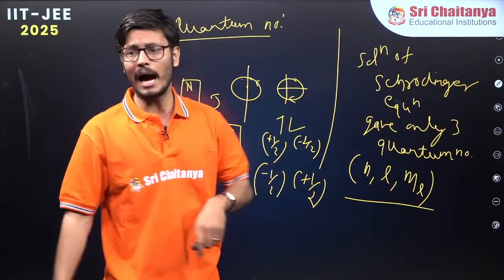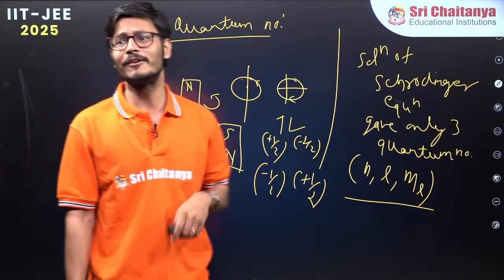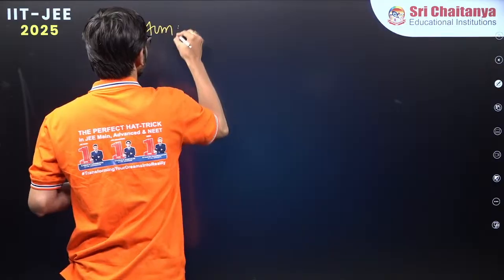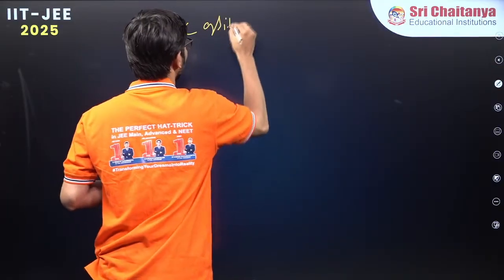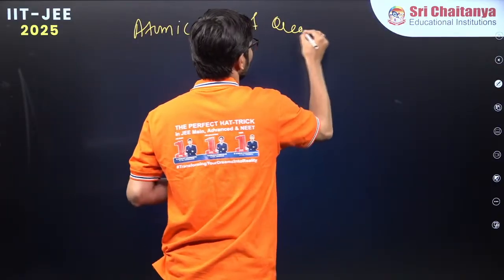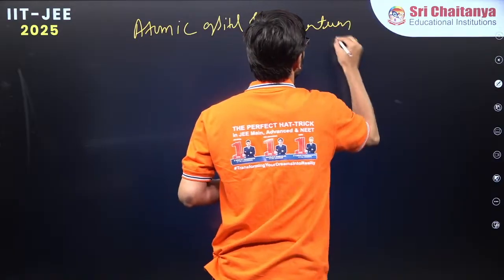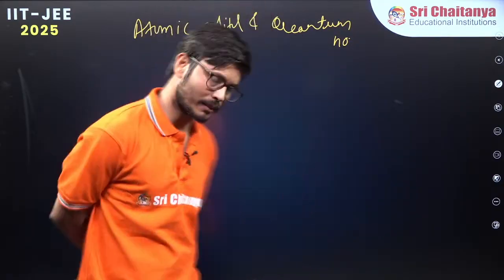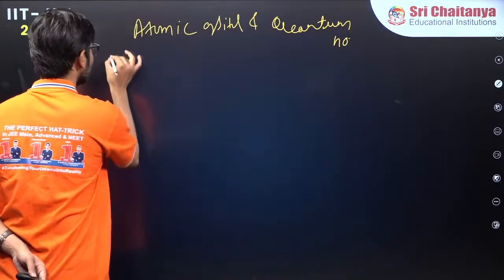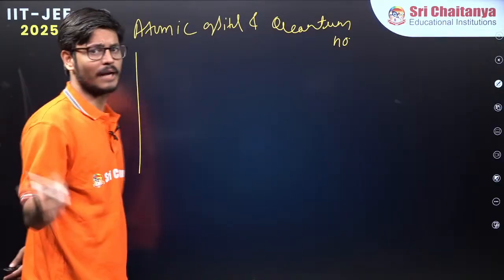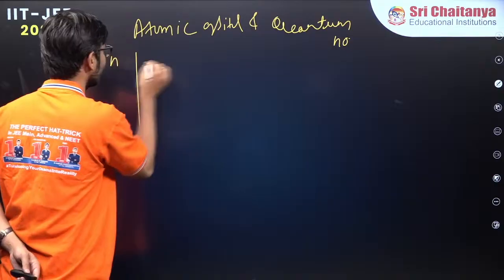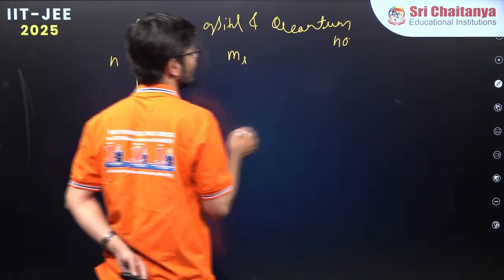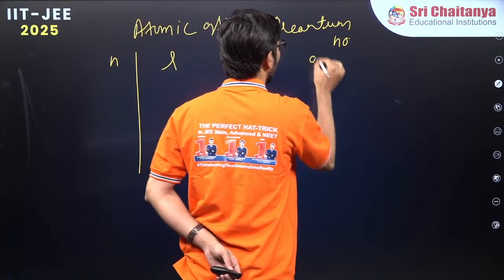Now we want to go through the relation between orbital and quantum number, and then we can go for the configuration. What is the difference between orbital and quantum number? Let us come to that. Let us say I'm taking the quantum numbers and we'll come to the orbitals. Let us say I have the n quantum number, l quantum number, m l quantum number, and then we will have orbitals.